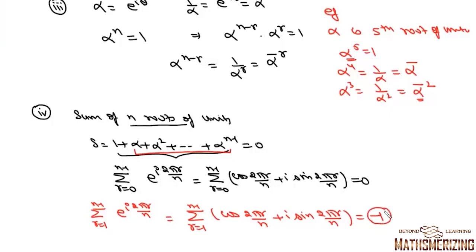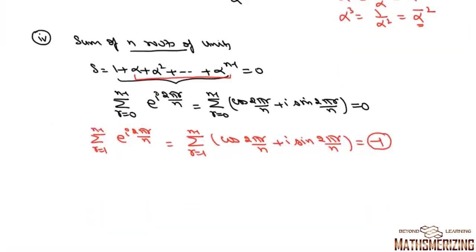So this summation will now be minus 1. Now there are two corollaries to this result 4, and the first one is, if we take the conjugate of this sum, then we can write 1 plus alpha bar square up to alpha bar to the power n minus 1 will also be 0. So the sum of conjugates of all the roots is also 0.